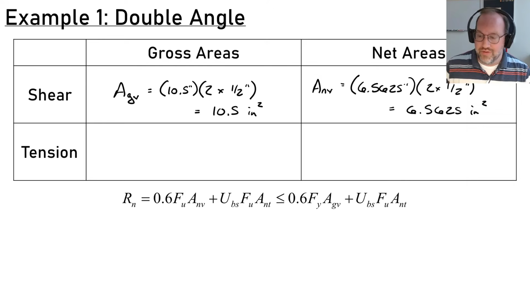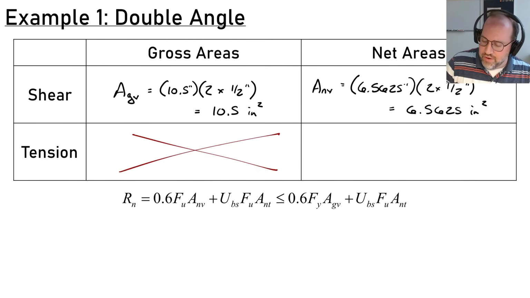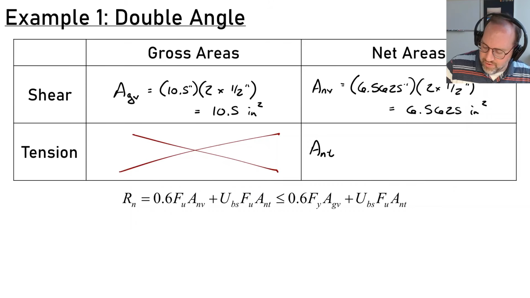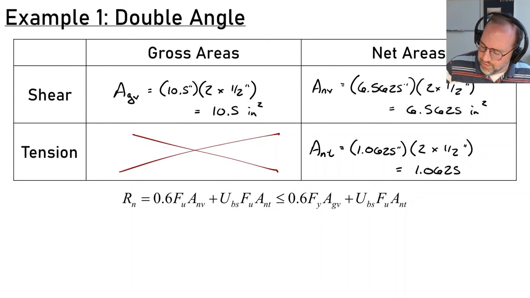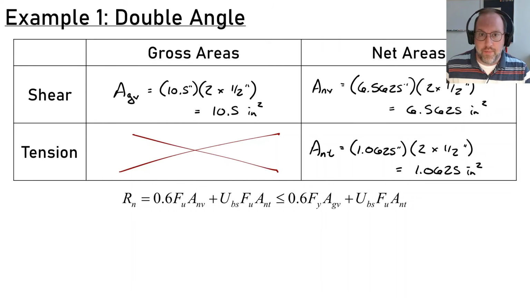Now, if we go to tension, we never use the gross area in tension. So we're just going to X that out, not calculate it, but we do need that net area. So ANT is going to be my net tension area. Therefore, I need my net tension length, which we found was 1.0625 inches. And same as before, I have to break 2 legs of an angle times 1/2. And that 2 is just because we have this double angle situation, and it's 1/2 inch thick. So this is obviously 1.0625 square inches.